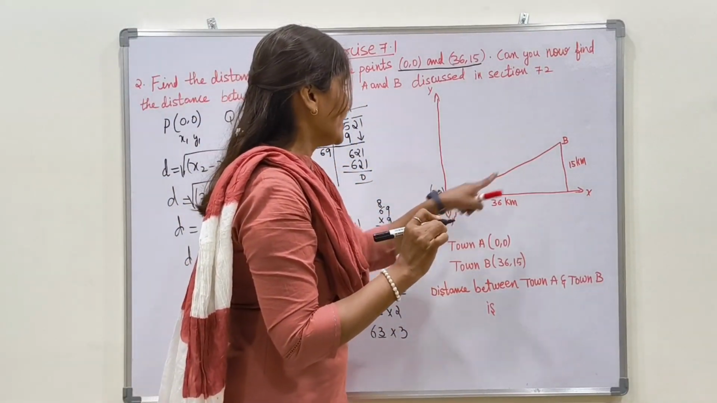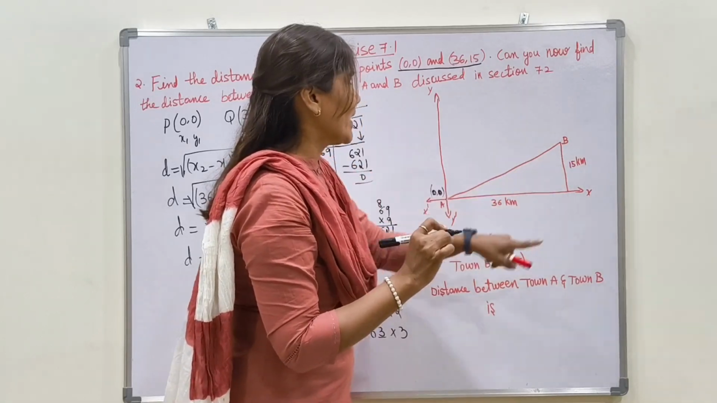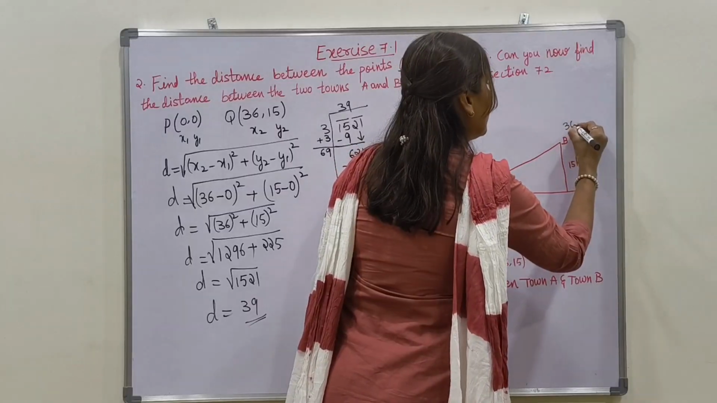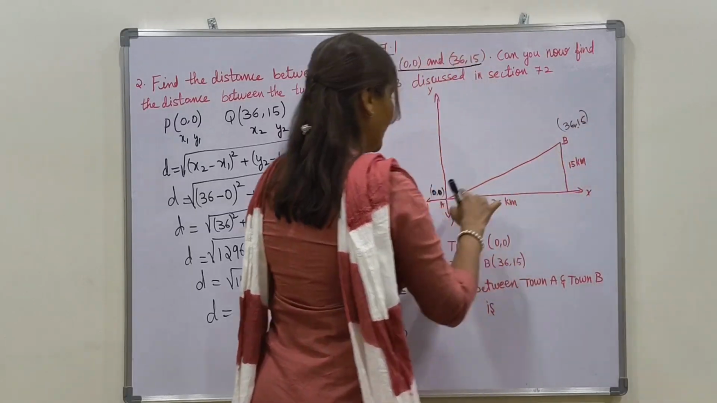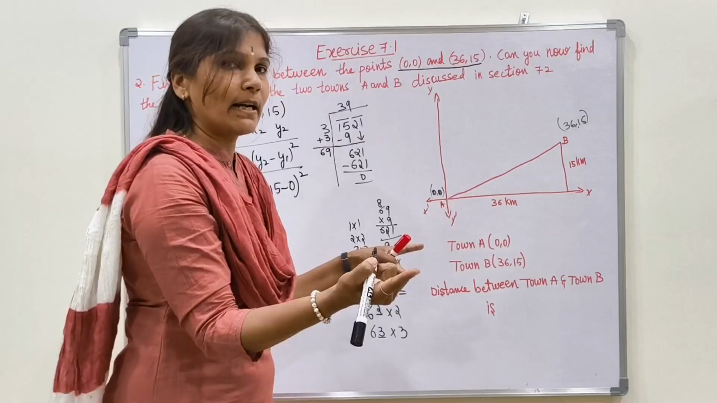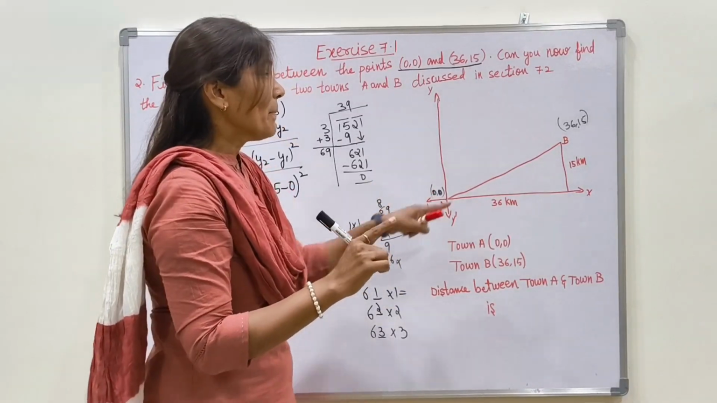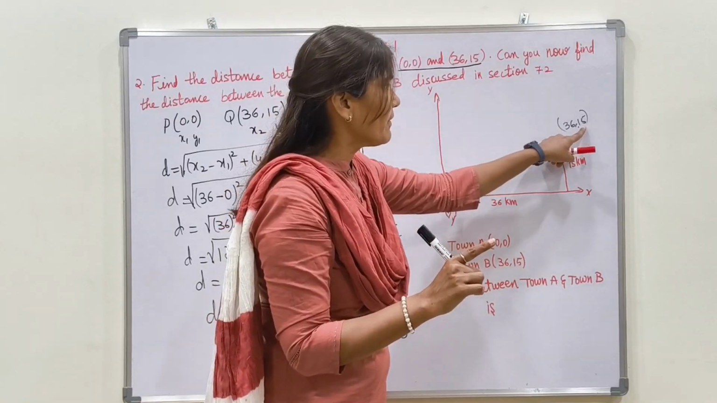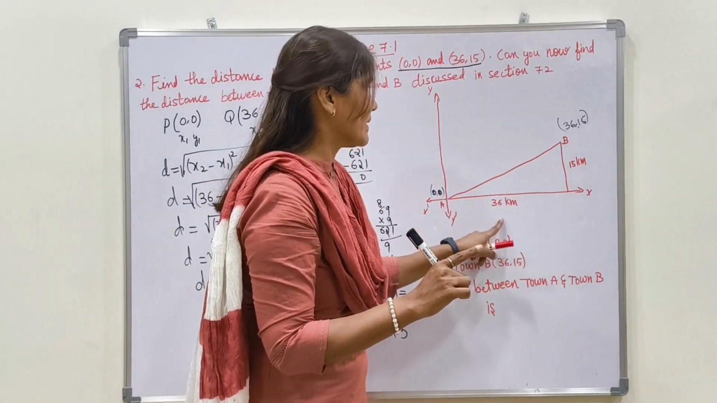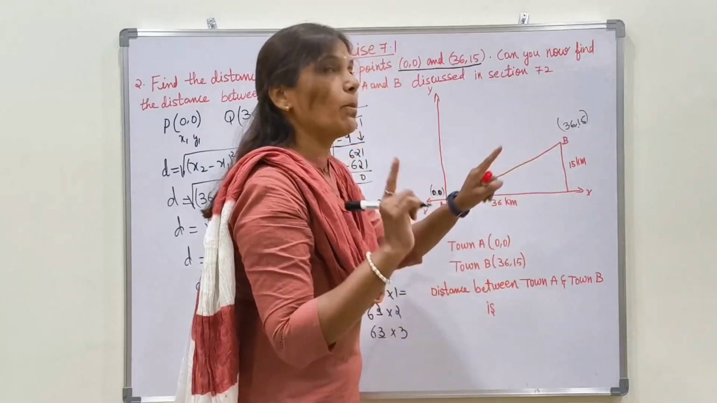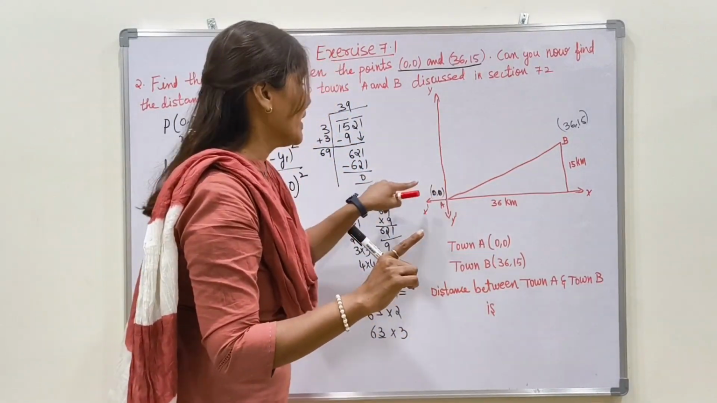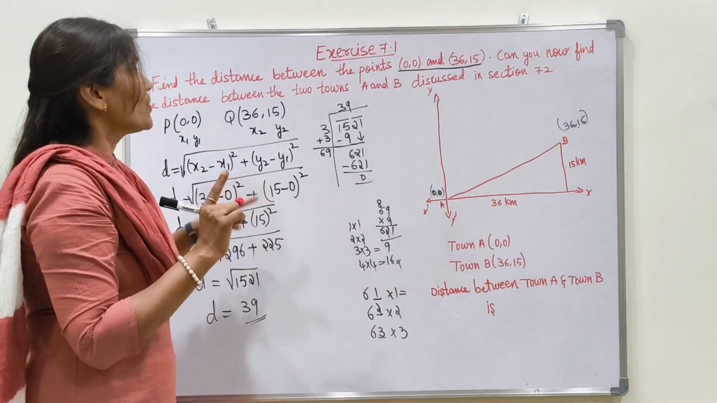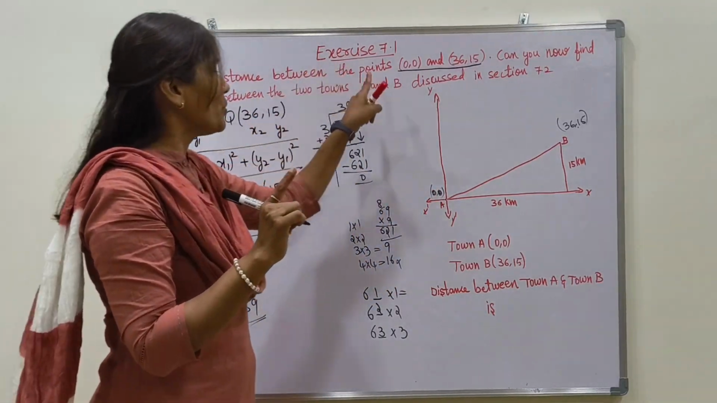Next, here what is there? Town B is here at 36, 15. So the coordinates are 36, 15. A's coordinates are the origin, 0, 0. B's coordinates: on the x-axis 36, on the y-axis 15. So B's coordinates are 36, 15 and A's coordinates are 0, 0. Now the distance between the two towns A and B.